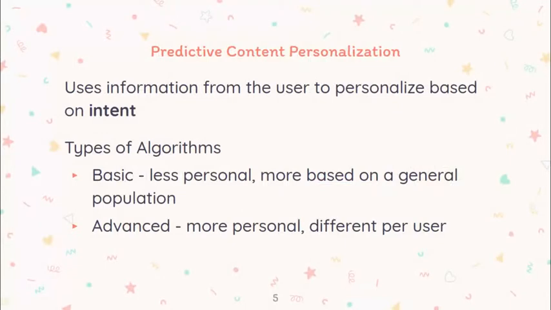Now, what about predictive content personalization? Well, predictive personalization uses user information to personalize based on intent. This takes information from the user and says, this is what we see from you, here's something you might like. There are two different types of algorithms when it comes to predictive content personalization. Basic is less personal and focuses on trends in a general population. This means you'll see more of what's popular. Advanced is more personal and goes off of the individual user. This is why no one's For You page is identical.